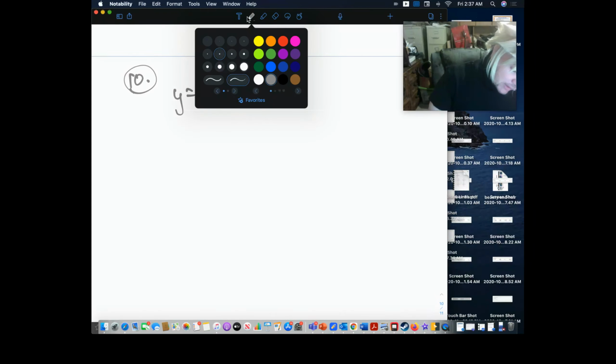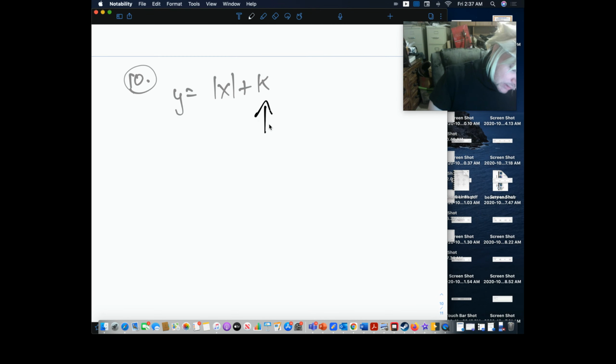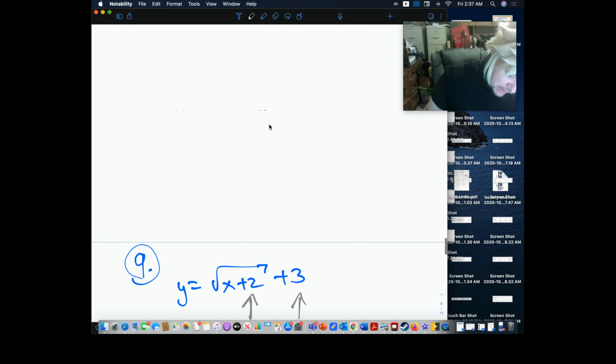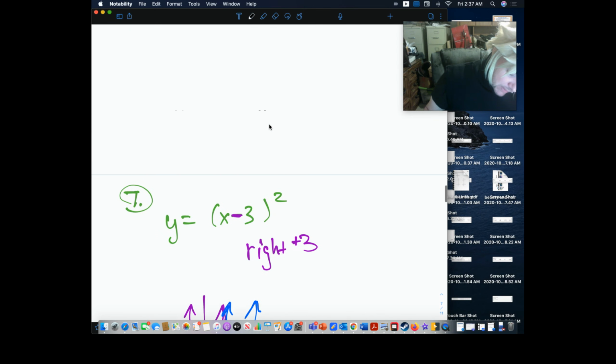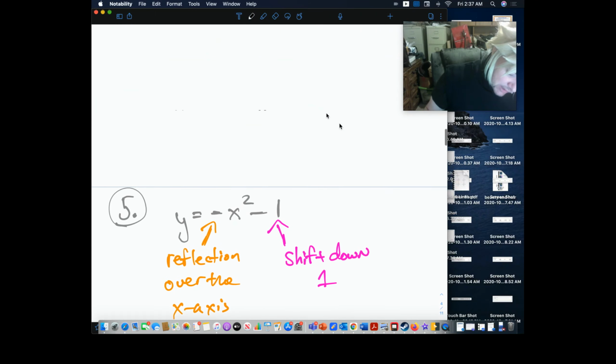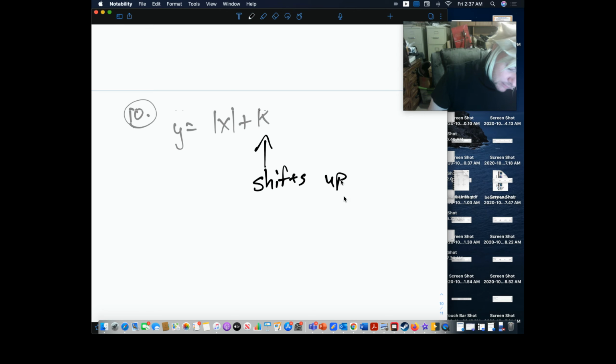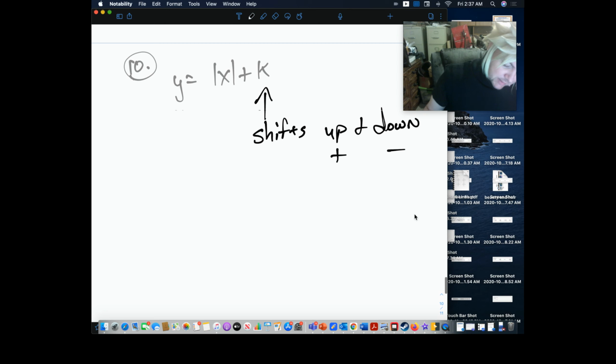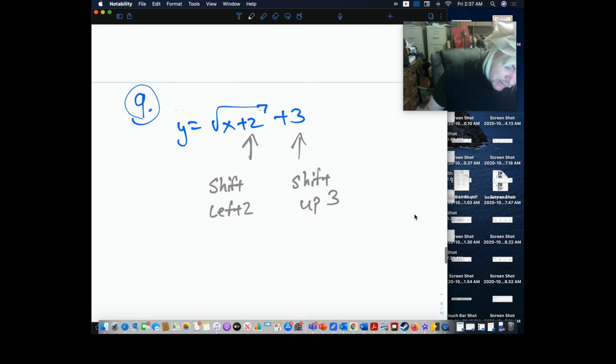Number 10 is y equals the absolute value of x plus k. So what does the k value do? Well, the k is on the outside, and what we've learned from the outside is that the k value, let's find one on the outside. Traveling. Oh, look! This one shifted down because it was negative. So the k shifts you up and down, depending upon whether it's positive or negative. Pun intended, I guess.